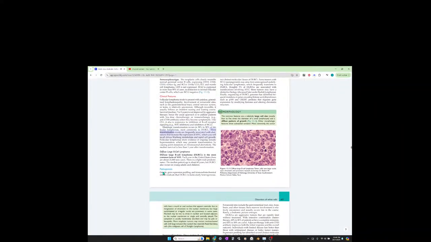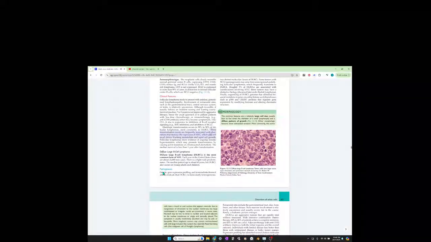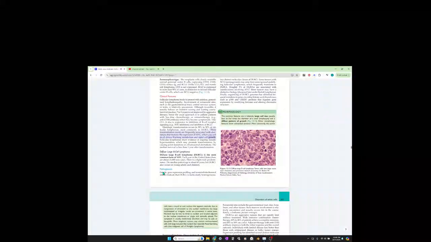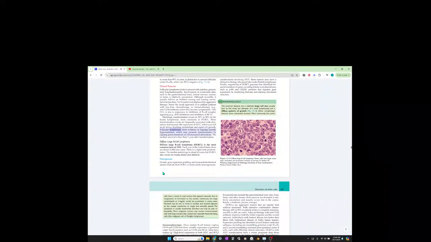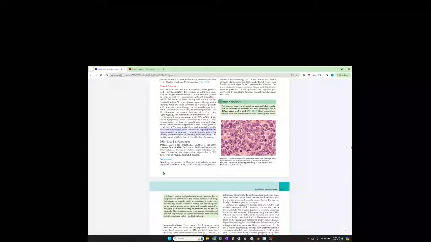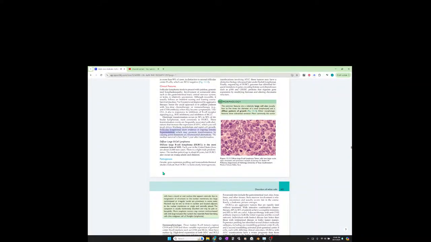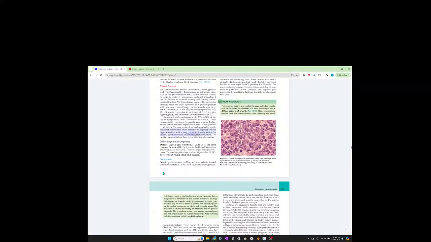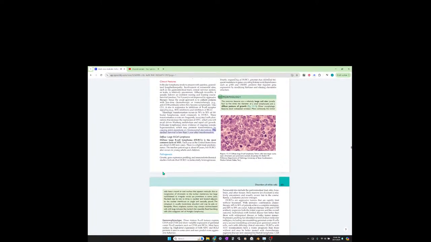These transformation events are frequently associated with aberrations that increase the expression of MYC, which you will recall drives Warburg metabolism and rapid cell growth. Follicular lymphomas show evidence of ongoing somatic hypermutation, which may promote transformation by causing point mutations or chromosomal aberrations. The median survival is less than 1 year after transformation.